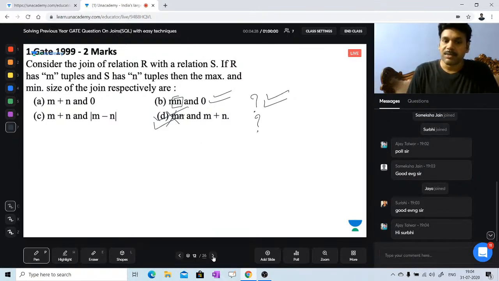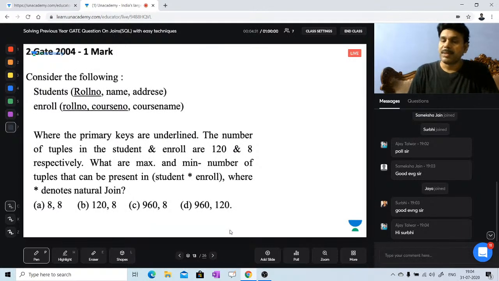So come to the next question. This was previously asked by IIT Delhi. Now you can answer. Consider the following relations student and enroll, where the primary keys are underlined. The number of tuples in student and enroll are 120 and 8 respectively. What are the maximum and minimum number of tuples that can be present in student star enroll, where star is nothing but natural join?